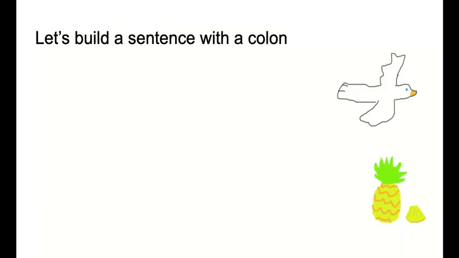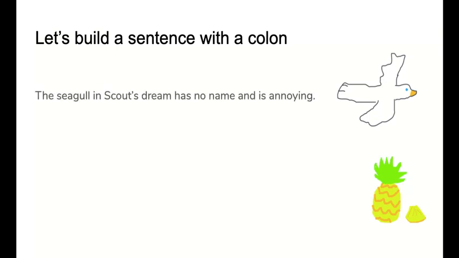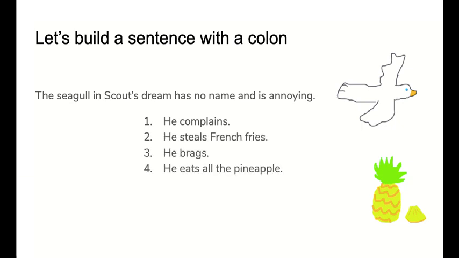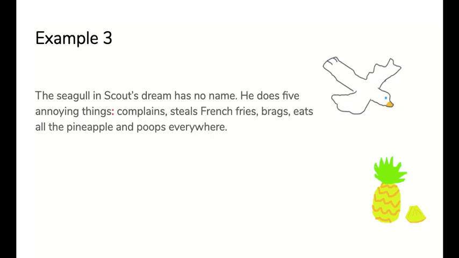So let's build a new sentence with a colon. The seagull in Scout's dream has no name and is annoying. So here's the list of things the seagull does that's annoying. He complains, he steals French fries, he brags, he eats all the pineapple, and of course, he poops everywhere, like seagulls always do. So put those all in a sentence. The seagull in Scout's dream has no name. He does 5 annoying things: complains, steals French fries, brags, eats all the pineapple, and poops everywhere. So now we have everything condensed into one elegant sentence.